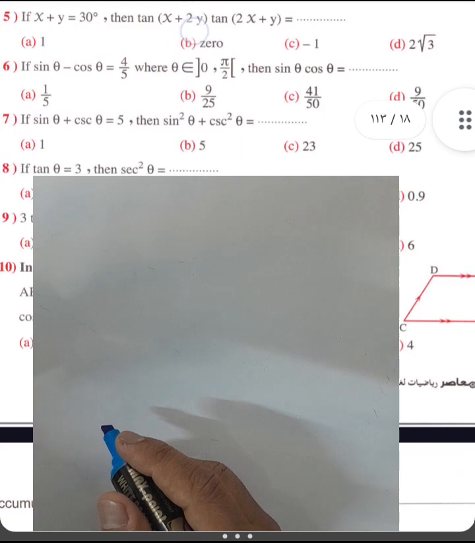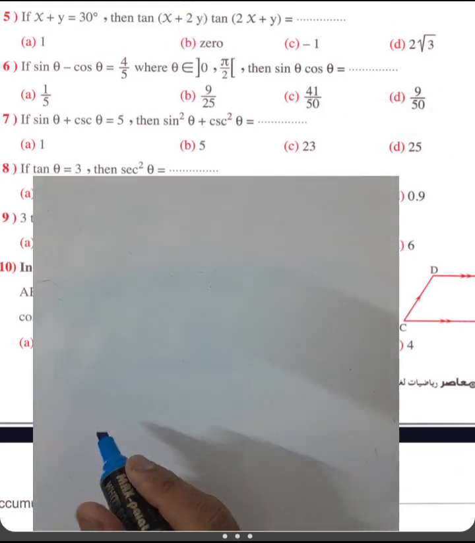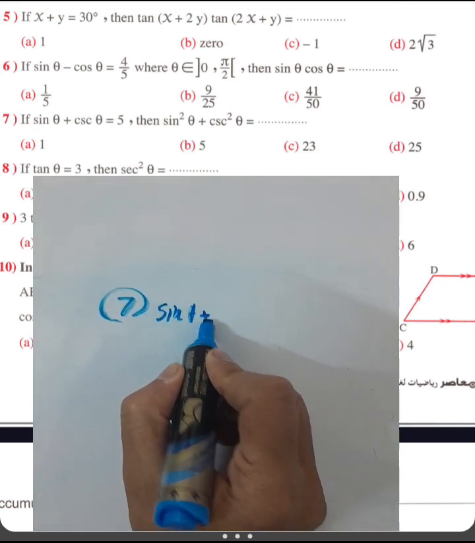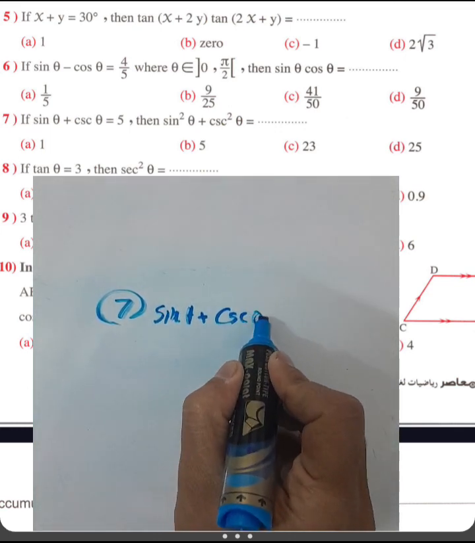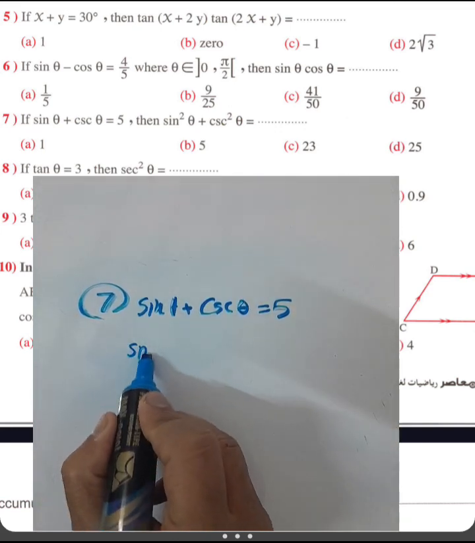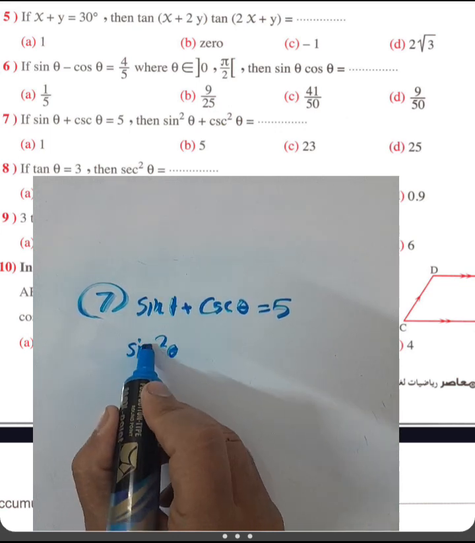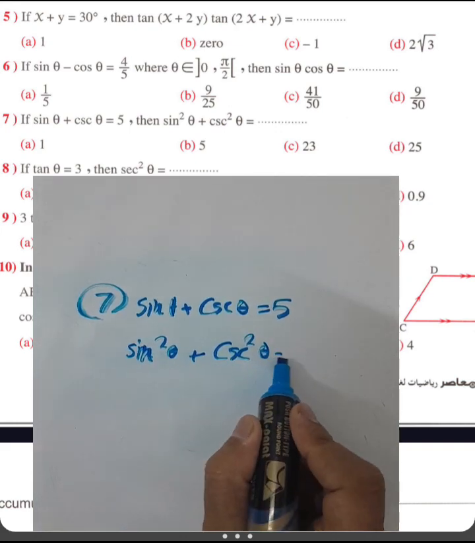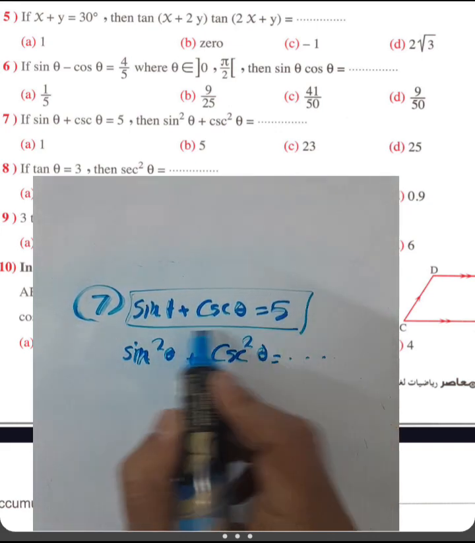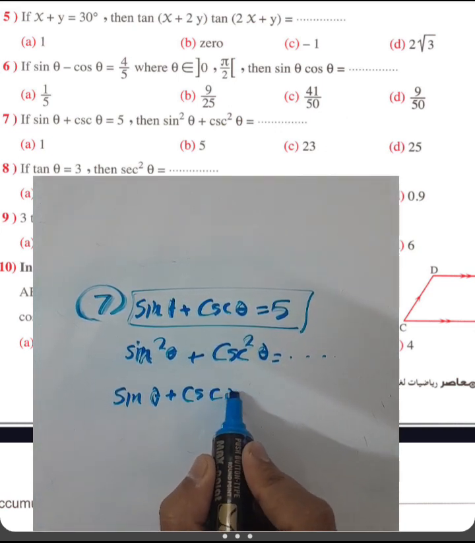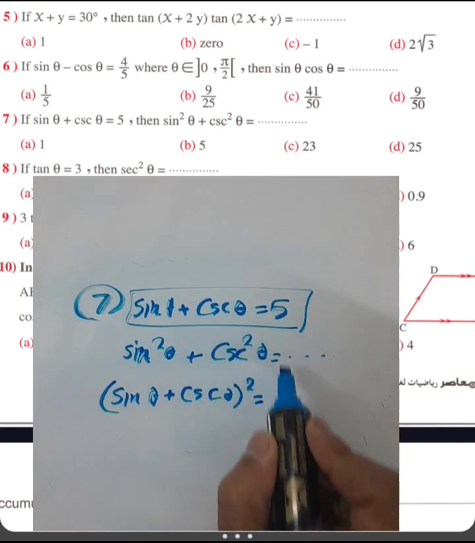Next example, question number 7. If sine theta plus cosec theta equal 5, then he wants to find sine power 2 theta plus cosec power 2 theta. In this equation we can write sine theta plus cosec theta whole power 2, it will be 5 power 2, 25.